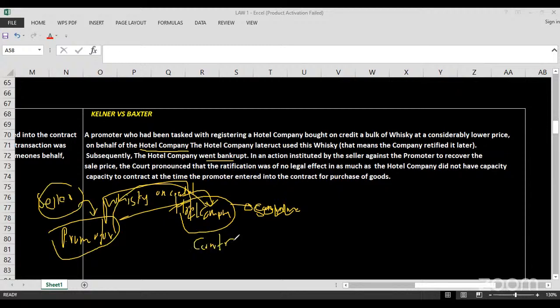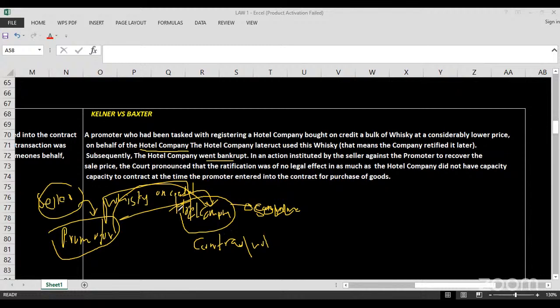The hotel company does not have the contractual capacity, but they are purchasing it on their personal credit, even using that. But as they went bankrupt, they are unable to pay the amount to this promoter. So which means they can't pay the amount to the seller as well. Then the seller has filed a case against this promoter. Anyhow, you want the money, you ask the court for the money.